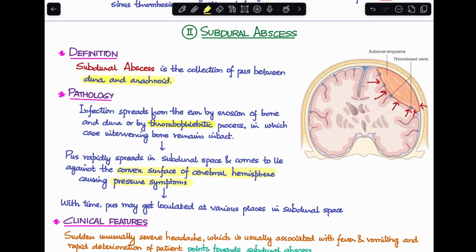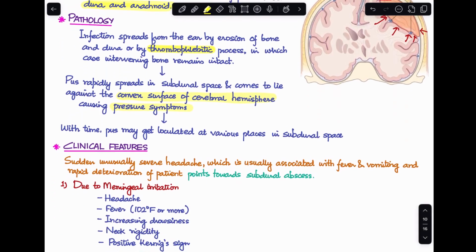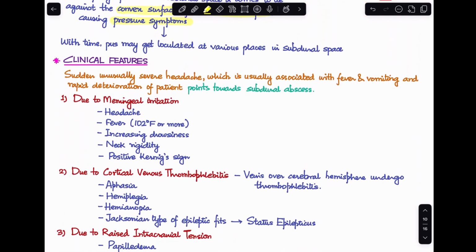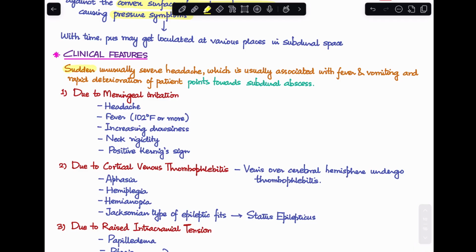Now, what is the typical presentation of this case? When a patient comes to you with a sudden, unusually severe headache, which is usually associated with fever and vomiting and rapid deterioration of the patient, you should definitely be suspecting a case of subdural abscess. Now, all the clinical features that we see in a case of subdural abscess are due to three reasons. Either it is due to meningeal irritation, or due to cortical venous thrombophlebitis, or due to raised intracranial tension.